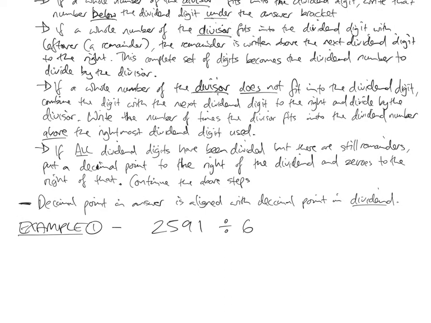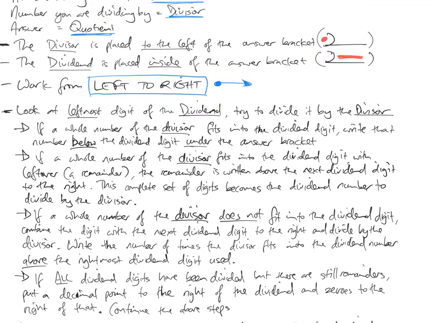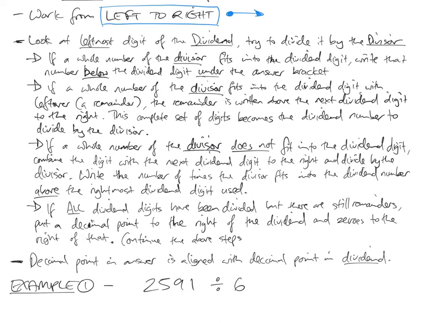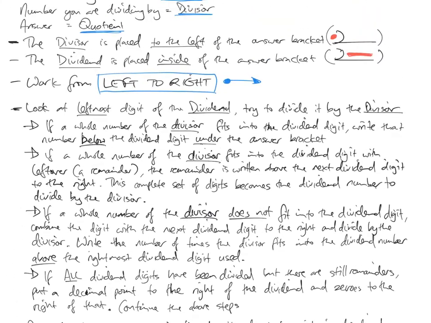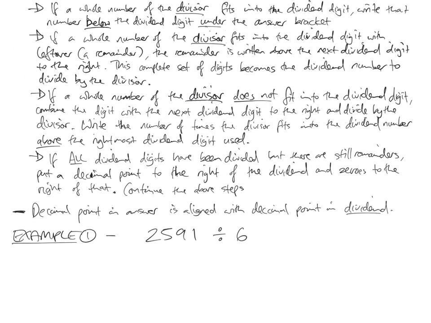Lastly, if all dividend digits have been divided but there's still a remainder, so you've gone all the way through to the rightmost dividend digit, but you still have some numbers left over as a remainder, you don't have any numbers left to put the remainder on top of. So in that case, you put a decimal point to the right of the dividend and zeros to the right of that, and then you continue the above steps. That gives you numbers to write the remainders over. And you'll continue. Hopefully you don't have a recurring quotient, but if it is, you need to decide when to stop.